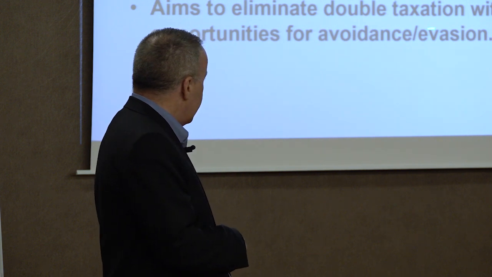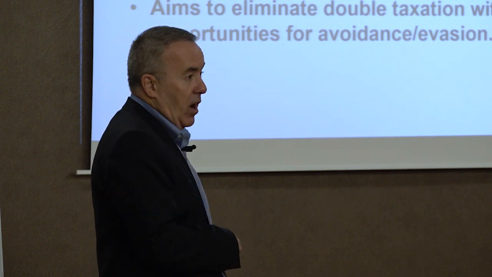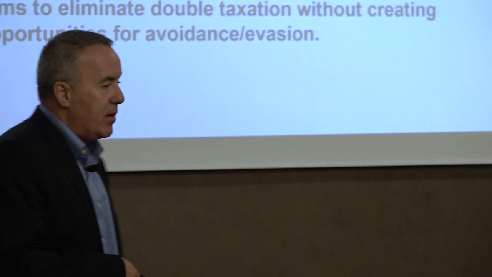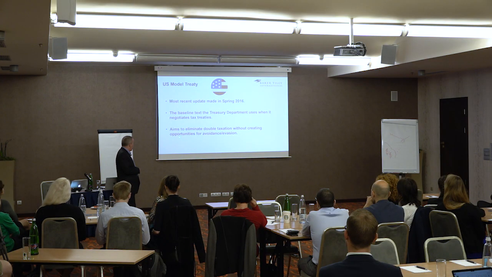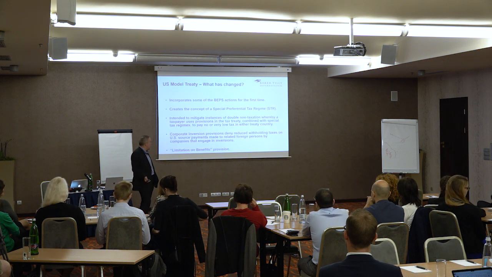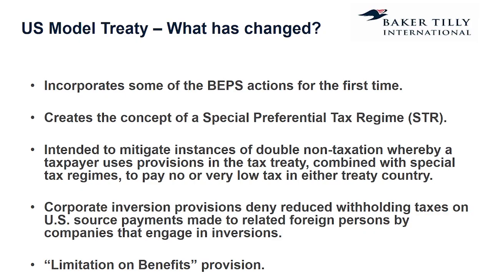And this is the most fatuous statement I'll make today, hopefully, apart from shouting at the England game. This is the most obvious statement in the world. Guess what? It aims to eliminate double taxation without creating opportunities for avoidance and evasion. Well, who doesn't? But that's the stated purpose of the US Model Treaty. That's obviously the stated purpose of all model treaties and any treaties that are signed up. In the latest version of the US Model Treaty, there are a few different concepts that have been introduced. I'll just say a little bit about these.